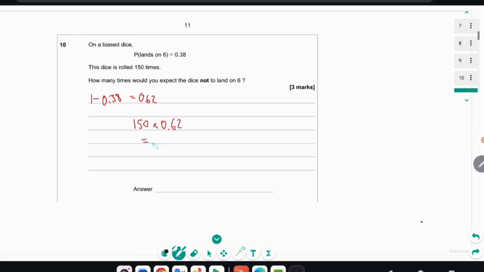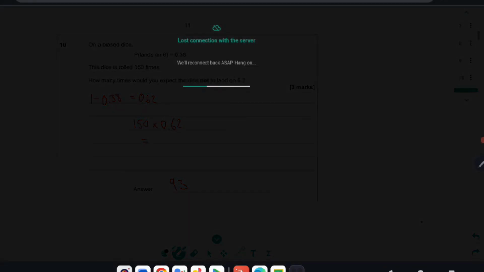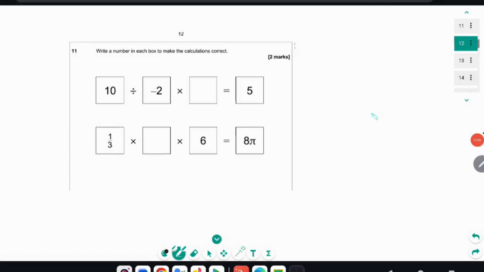Because the probability is 0.62, 62% of the times it will not land on a 6, which is why I've done 0.62 times 150.